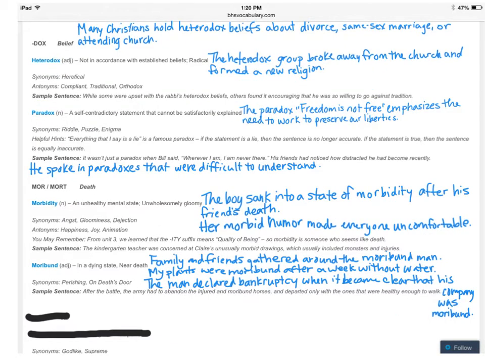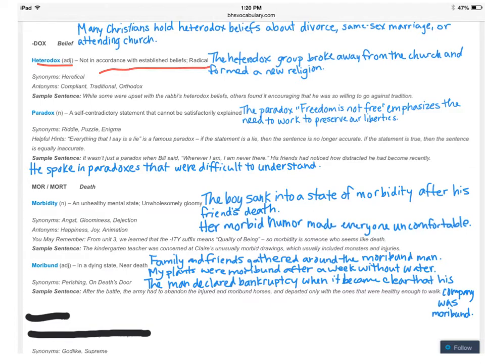Your next root is dox, which means belief. And your first word is heterodox, which means not in accordance with established beliefs, or radical. So hetero means different, which is a root in the word heterosexual. You might recognize that. So if someone has different beliefs, it's not in accordance with established beliefs, or it's radical.